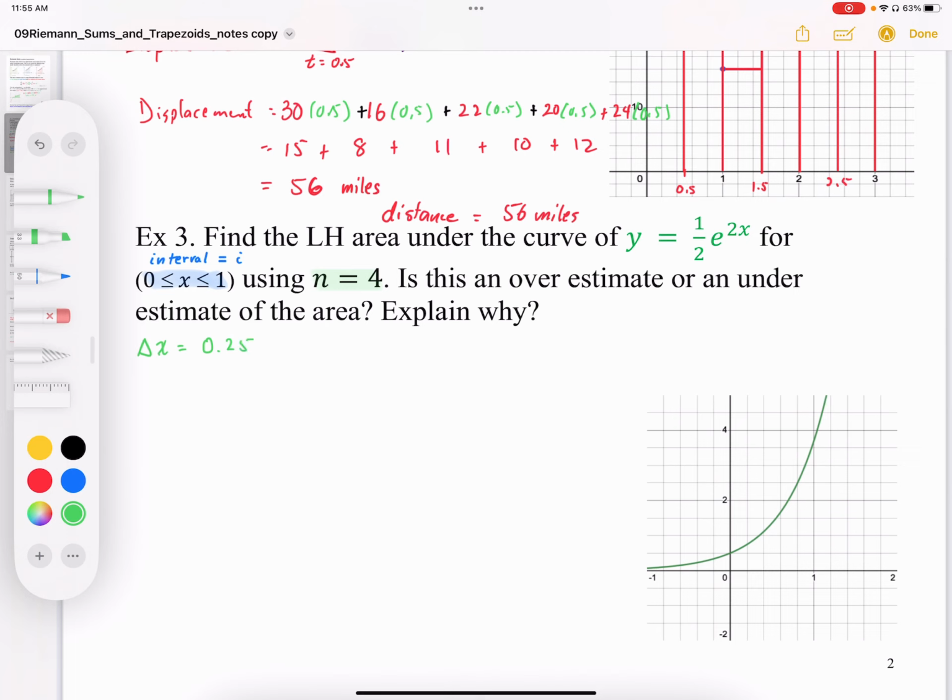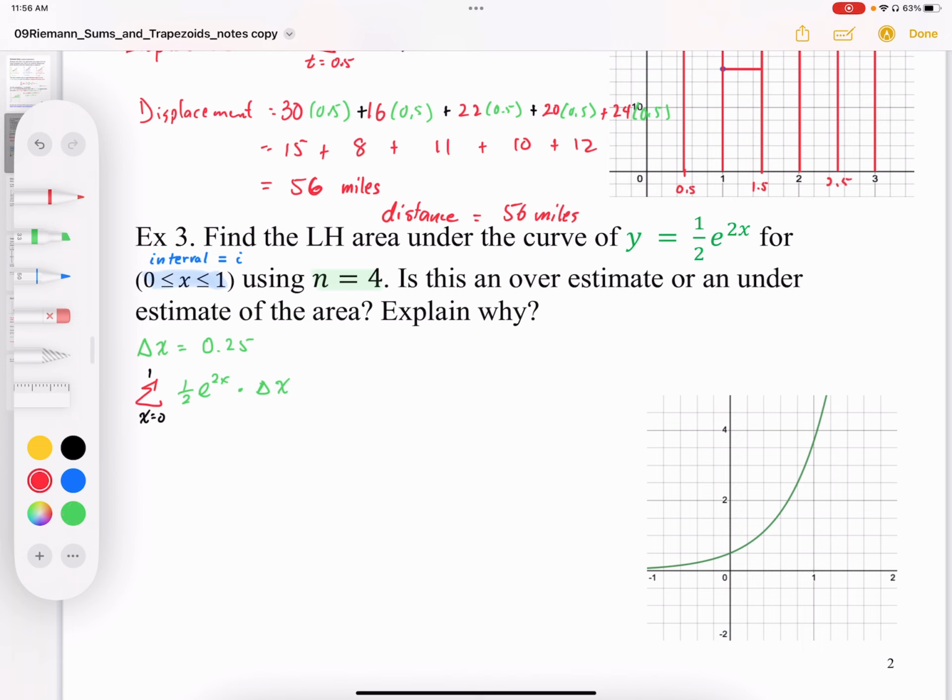And we're going to sum this up from x equals 0 to x equals 1. And the function that we're going to do this under is 1 half e to the 2x. So we're going to take a left edge area for each of these and then multiply that by our delta x, which in this case is 0.25.